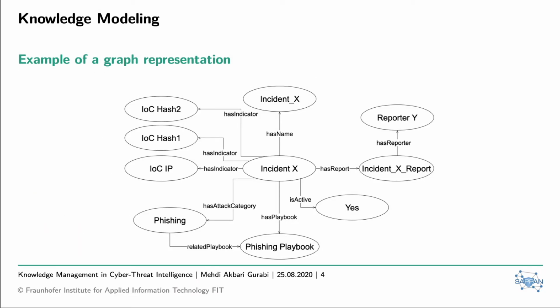Here we can see an example of graph representation of data. That's a very basic graph showing basic connections of an incident. Let's call it incident X. It has different indicators of compromise, is a phishing attack, is still active, and a playbook is assigned to it. This graph can be represented by semantic technologies, basically by RDF triples.